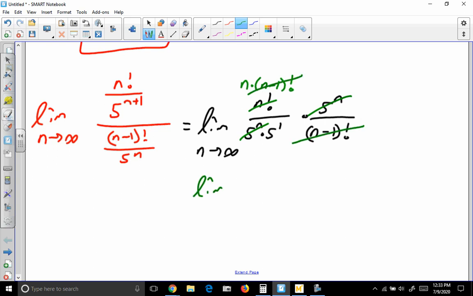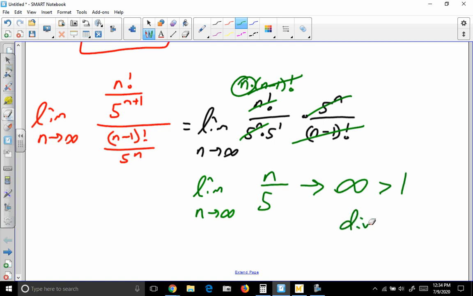So we're going to take the limit as n goes to infinity. We're going to have n on top, 5 on bottom. As n goes to infinity, that goes to infinity. That's bigger than 1. So by the ratio test, this diverges. This one diverges.